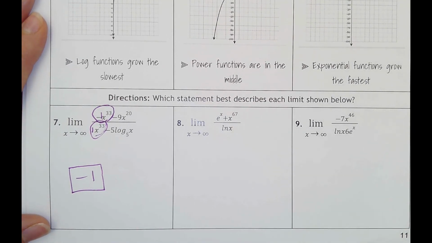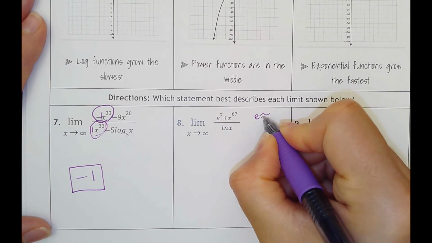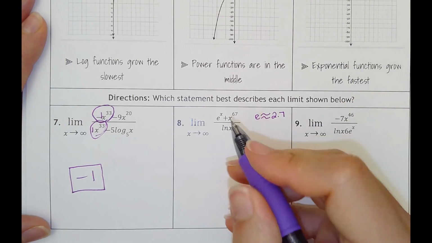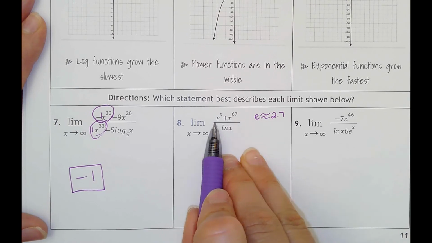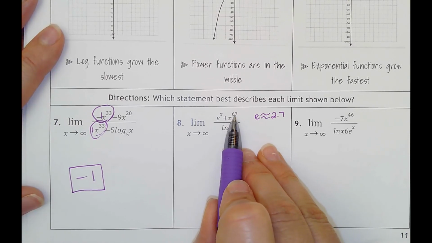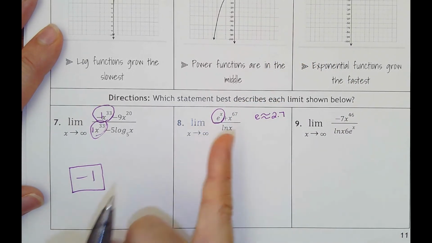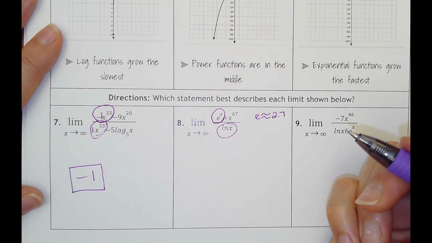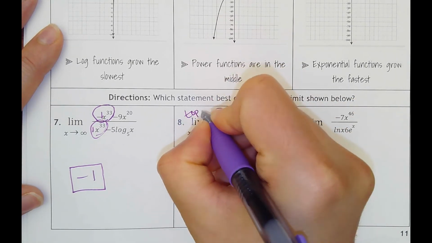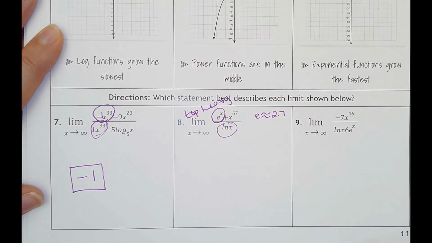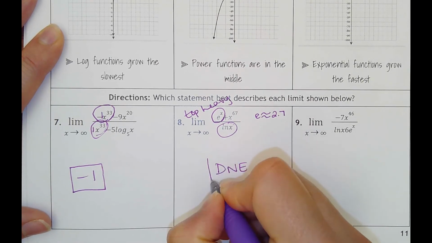All right, and number 8, we've got e to the x, and remember e is approximately 2.7 something. It's like pi, an irrational number. And then we have plus something to the 67th power. Now, this seems big, but we already said exponential things grow the fastest. So this is faster, and then all we have on the bottom is natural log of x, which we said is really, really slow. So this is top heavy, growing the fastest. When it's top heavy, we have a does not exist.